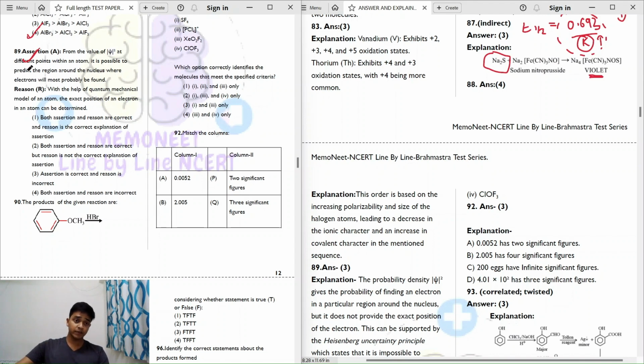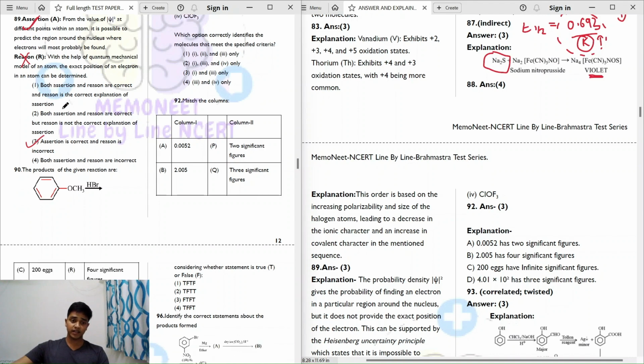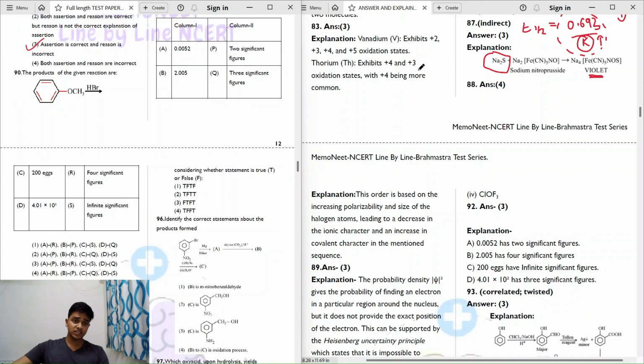So that means the statement R is incorrect. So the correct answer will be: assertion is correct and reason is incorrect. Option 3 will be the correct answer. Moving on to the next question, the question says the products of the given reaction are.